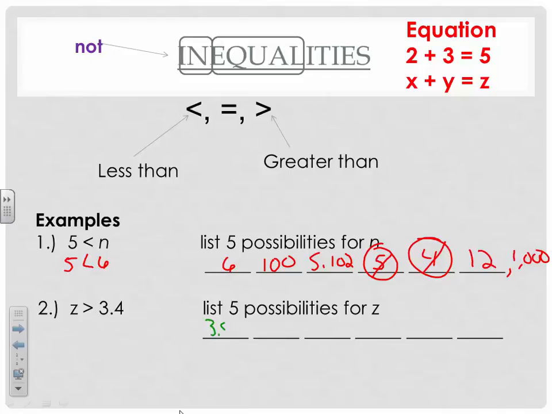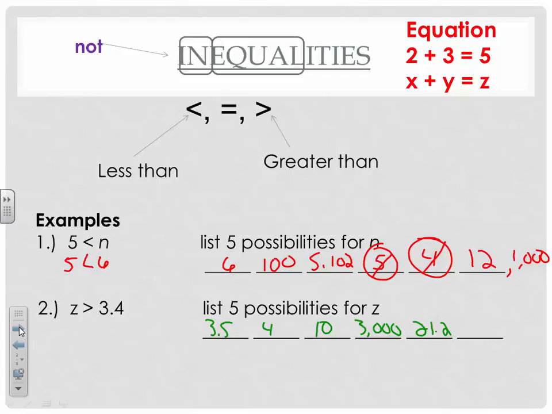So could I put 3.5? Yes, I could. Could I put 4? Yes, I could. Could I put 10? How about, I don't know, 3,000? And, I don't know, 21.2. So if you put anything that fits into that, great. Could you put 3.4? No. Could you put anything less than that, like 3.3 or 3 or 0? No, no, no, no, no.